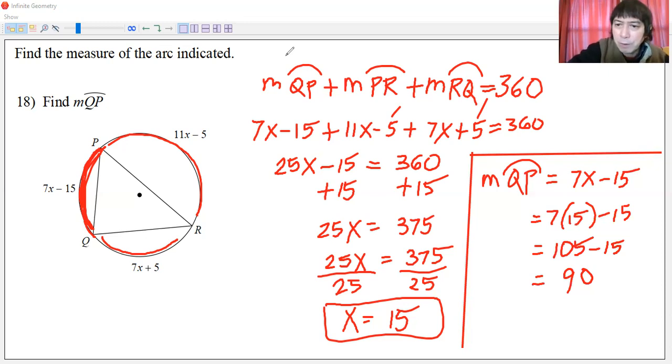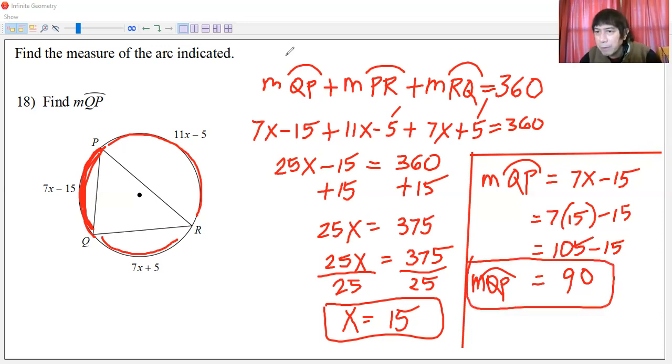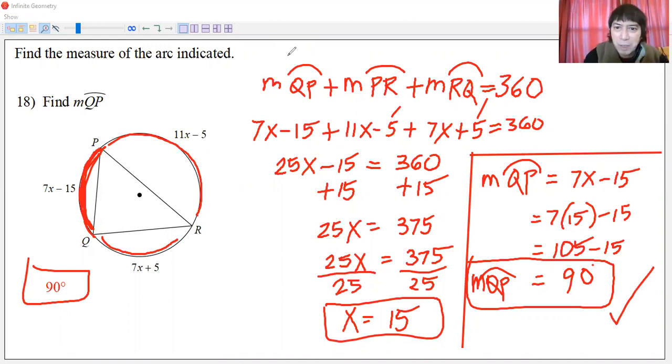Let's check and verify. Measure of QP. Our answer is 90. So let's check and verify. Is it 90 degrees? Yes, it's 90 degrees. Confirmation by the computer: our answer is 90 degrees. And that'll be it. This is our last number for measure of inscribed angles.